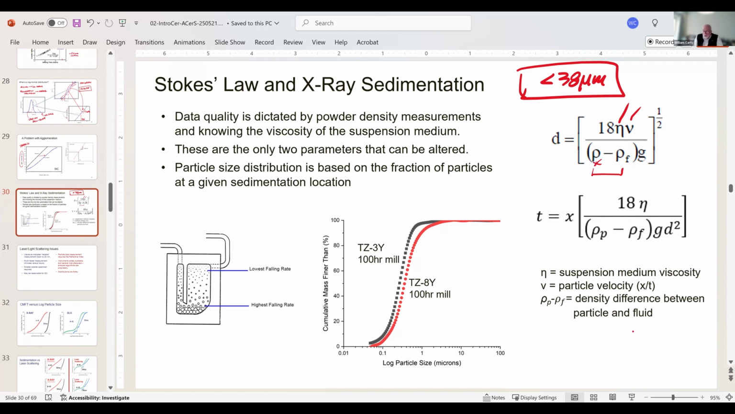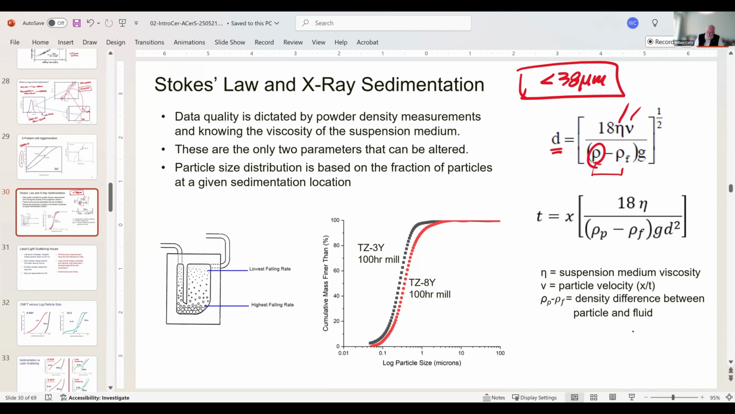So what's great about this is I can take my powder in a helium pycnometer and measure this density. And the density of my fluid, if it's water, I can look up based on temperature and get that value, or I can measure it through a graduated cylinder or pycnometer method. And then I can calculate the diameter based on the sedimentation time. This instrument, the X-ray Sedigraph, does that for me.